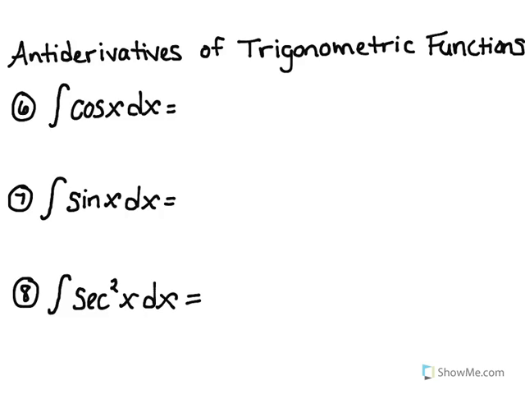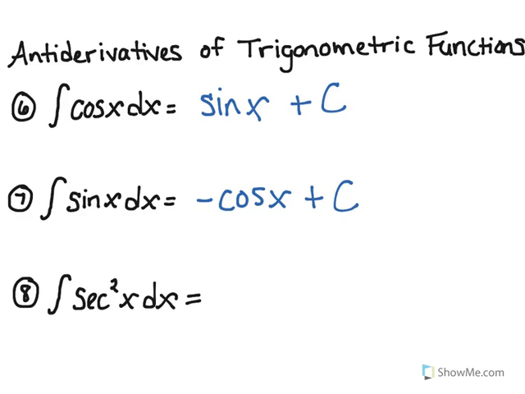Let's talk about some antiderivatives of trigonometric functions. The derivative of what thing gave you cosine? Well, the derivative of sine is cosine. So the antiderivative of cosine is sine x plus c. The derivative of what thing gave us sine? Now this is where you need to be careful. This is negative cosine of x plus c.